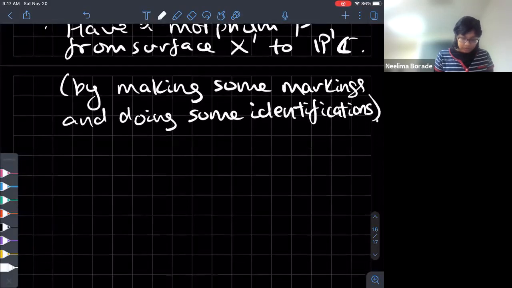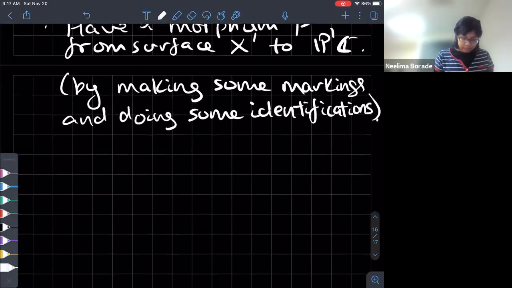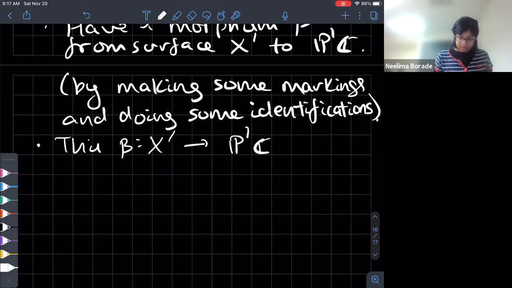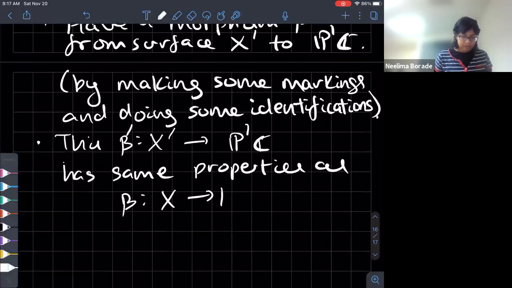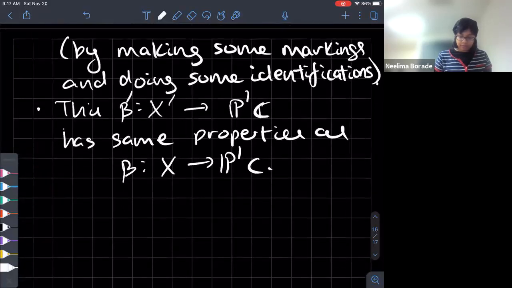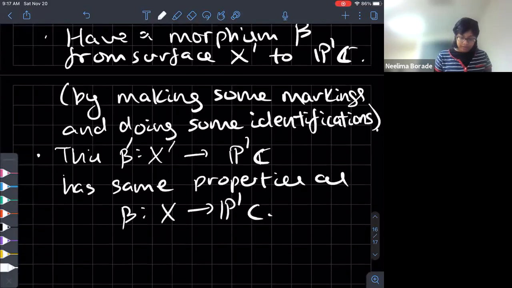And one can also see that this beta from X prime to P1C has the same properties as your, maybe we can call it beta prime, X to P1C. And so the surface you get is actually X. This is up to homeomorphism.